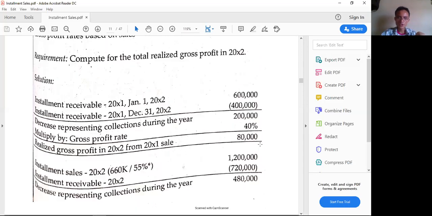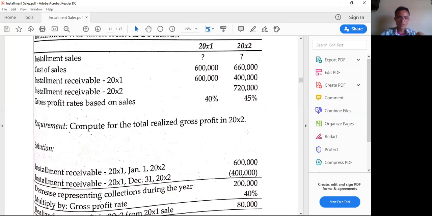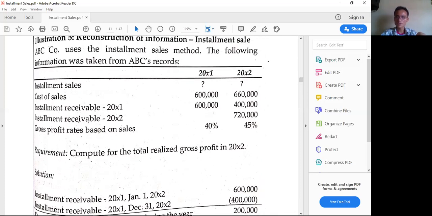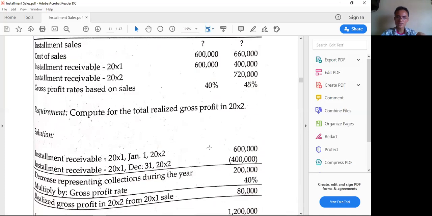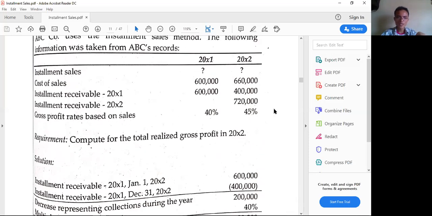Okay, so what about for the year 20x2? The installment sales in the year 20x2 or in the current year would also be the installment receivable balance. Why is that? The entry here would be debit installment accounts receivable. Problem is silent, no promissory note. So installment accounts receivable. If this is with promissory note, it would be installment notes receivable. So that is at how much? It's not stated here, but we can compute.